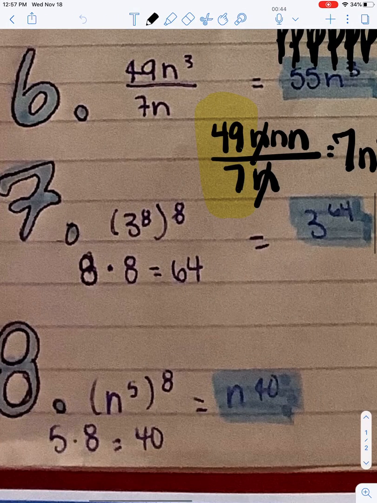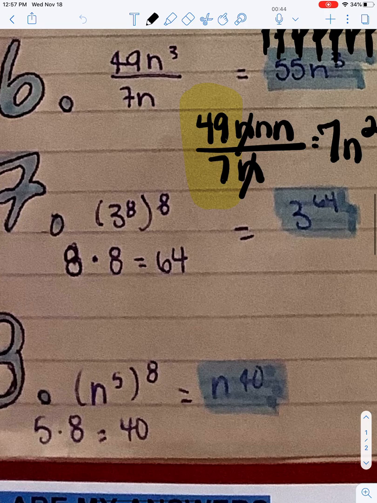So let's look back at your problem here. We have 3 to the 8th, to the 8th power. So you did the exact right thing. You multiplied your exponents and got 3 to the 64th power, which is correct.